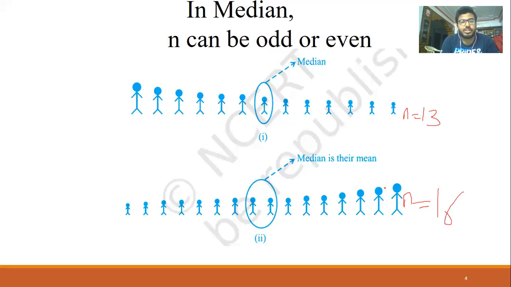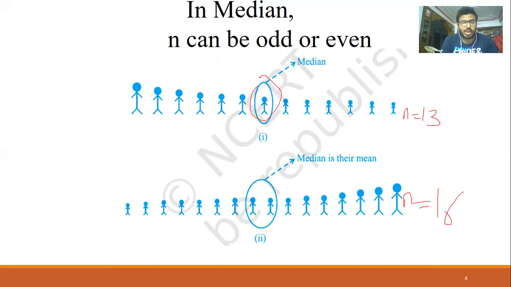N upon 2 means how much? 16 upon 2 is how much? 8. And n upon 2 plus 1, that is 16 upon 2, that is 8, plus 1, that is what? 9. The mean of the 8th and 9th observations, 8 plus 9 divided by 2. That is how you find it if it is even. And if odd, what to do? 13 plus 1 is what? 14. 14 divided by 2 is 7. So the 7th one is the median.